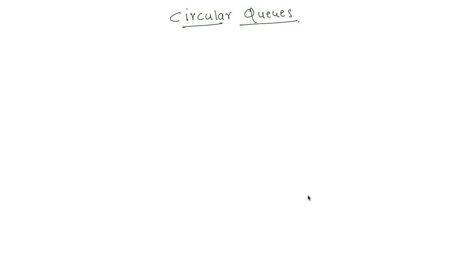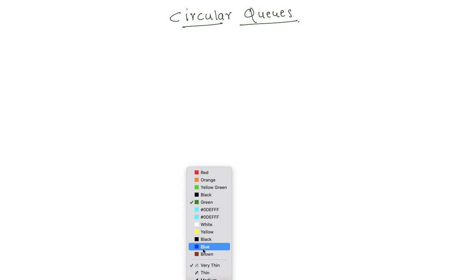Hello students, welcome back. In this video, we are going to discuss circular queues. We have been discussing queues for quite some time now, and we discussed in the last video the drawbacks of linear queue. The drawback of linear queue is that though there is space in the queue, we conclude that the queue is full. There is no space in the queue, right?